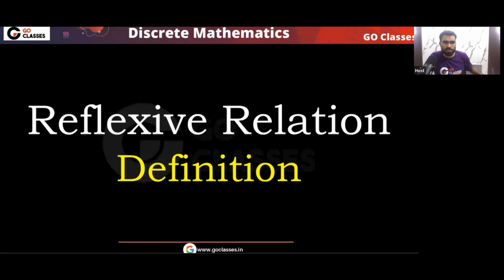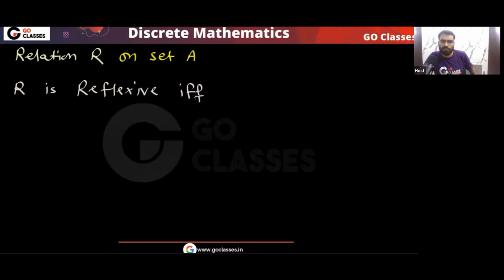What is a reflexive relation? If you have a relation R on set A, what is the definition of reflexive? R is reflexive if and only if for every element of this base set, remember this A, this is our base set. On this set we are defining the relation. You can see this relation is basically from set A to set A. Elements of A are related to elements of A.